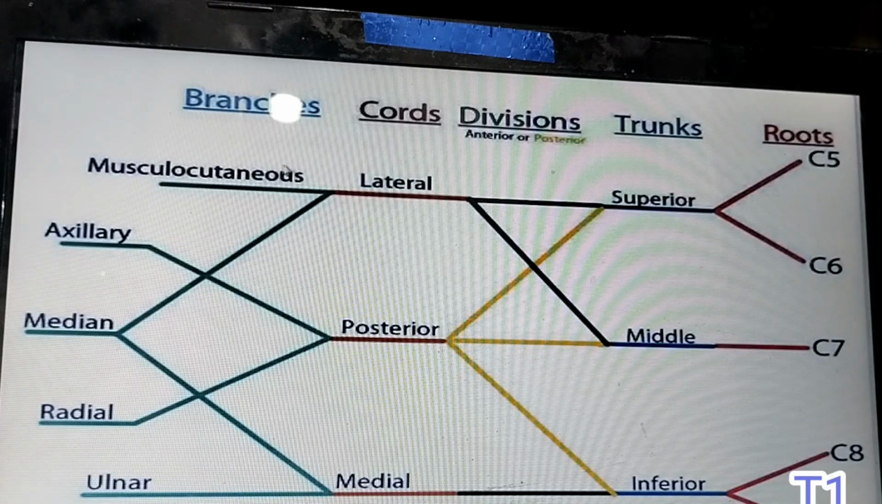Lateral cord gives musculocutaneous nerve. Posterior cord gives axillary and radial. Finally, ulnar nerve comes from the medial cord, while median nerve comes from lateral and medial cords.